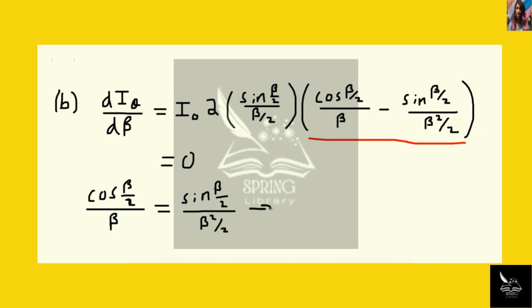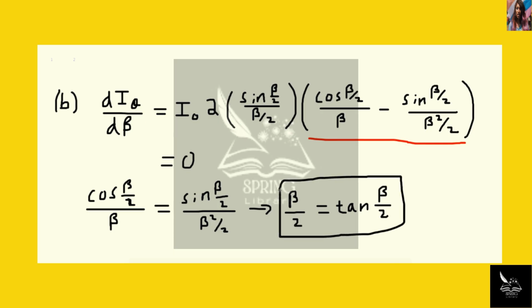Okay, so we can solve this for beta over 2, and we find that beta over 2 is equal to the sine of beta over 2 divided by the cosine of beta over 2. But the sine divided by the cosine of an angle is the tangent of that angle. So this ends up being equal to the tangent of beta over 2. But that's what we were asked to show, so we can go ahead and box that in as our solution for part B.